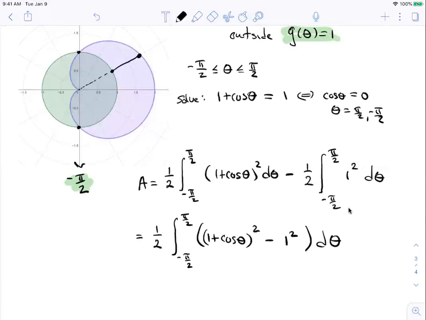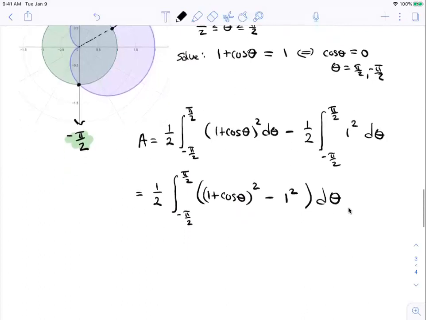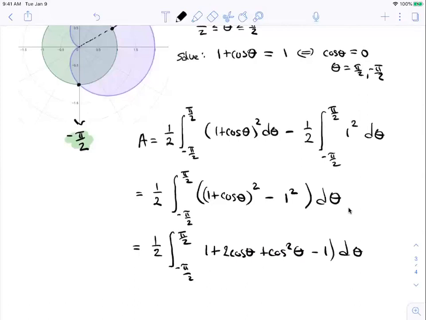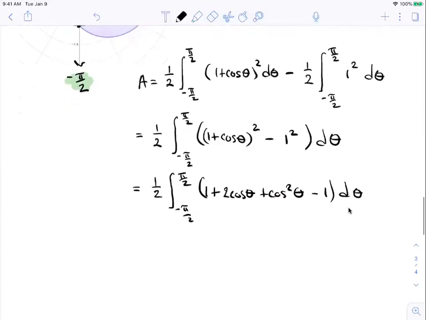Okay? So once again, in order to actually do this integral, I'd have to multiply that out. So I have to expand out 1 plus cosine squared. So that's going to be 1 plus 2 cosine theta plus cosine squared theta. And I've got this minus 1. That's kind of nice. The 1 and the minus 1 eliminate each other. So we just have to integrate 2 cosine theta plus cosine squared theta d theta. All right. So here I'm going to let you take over.